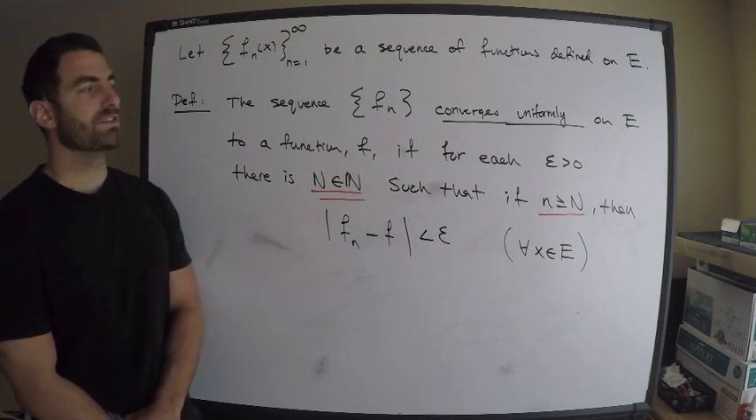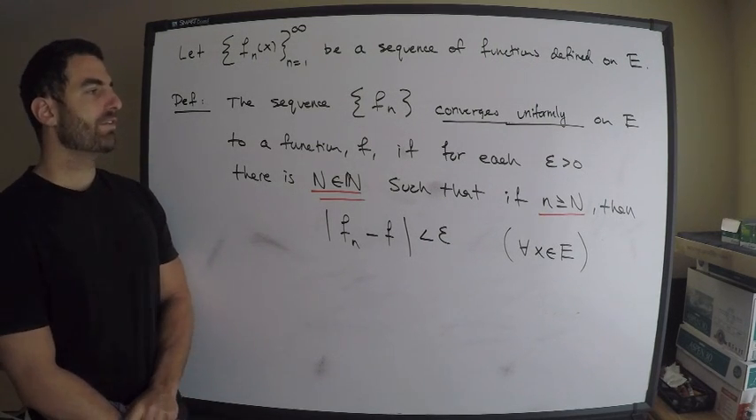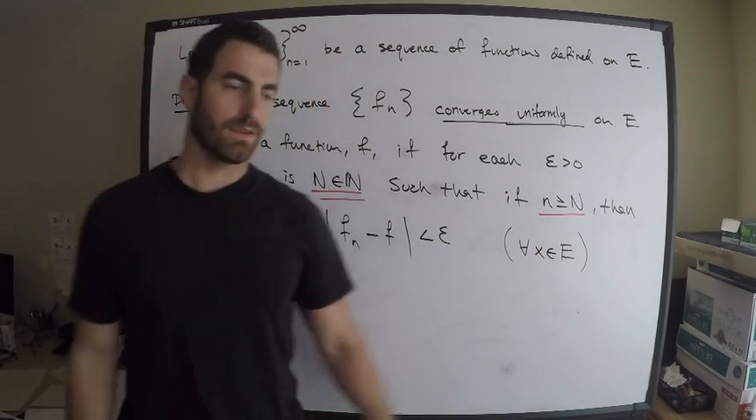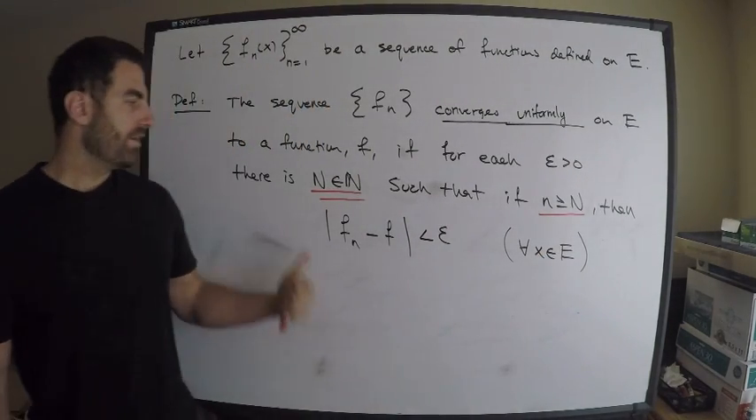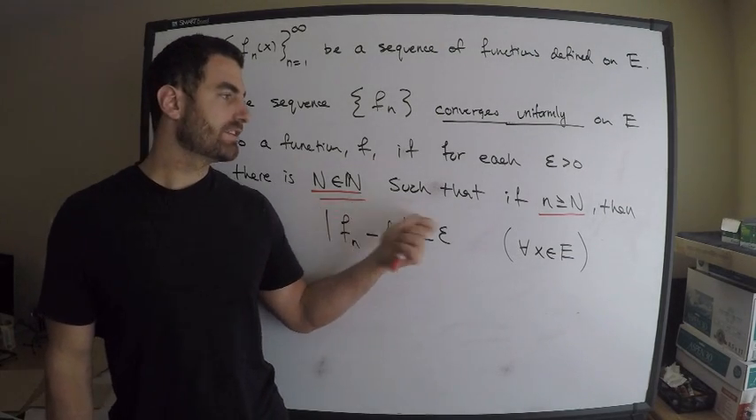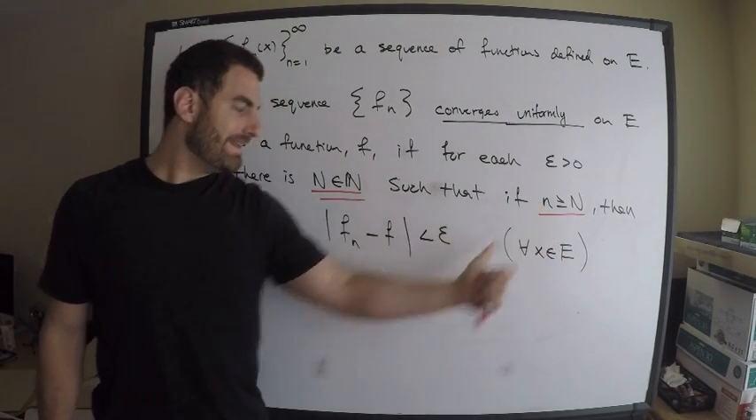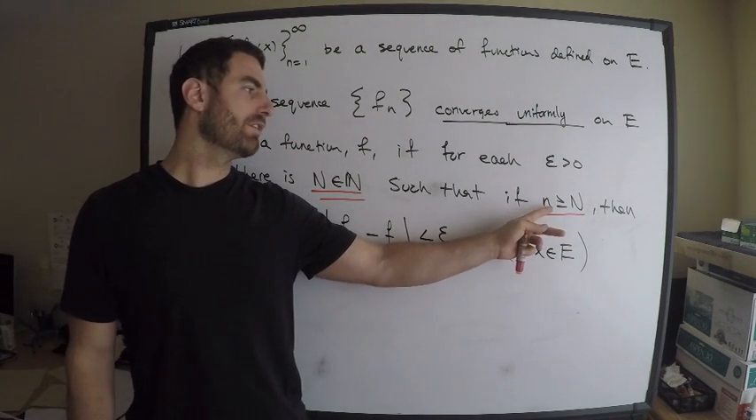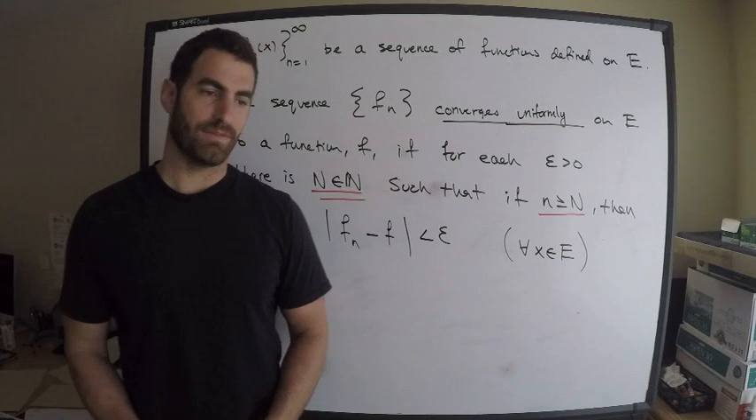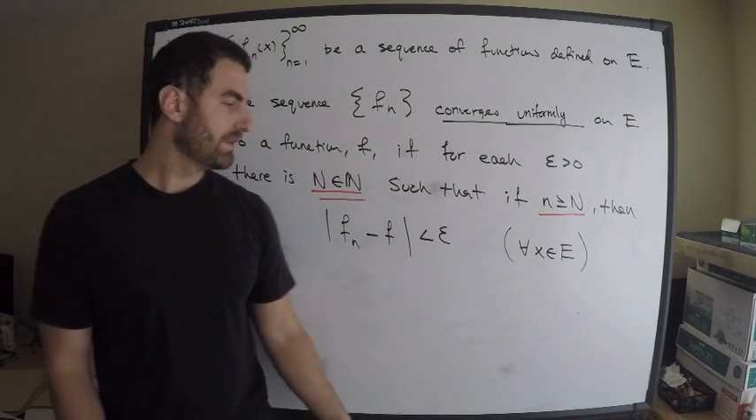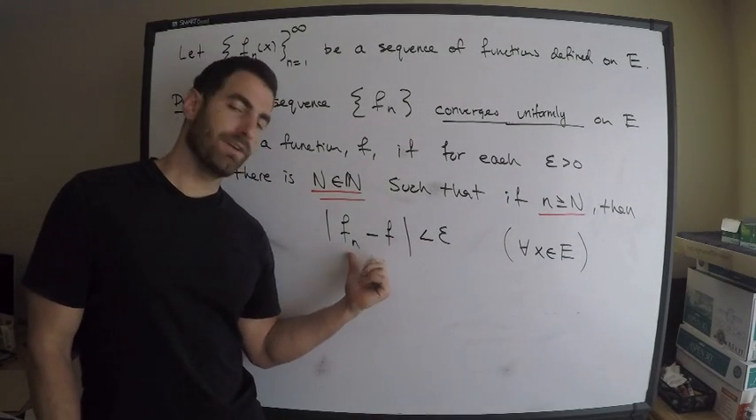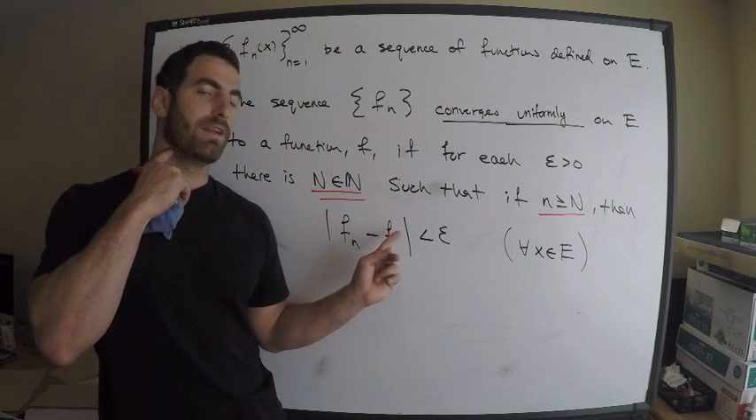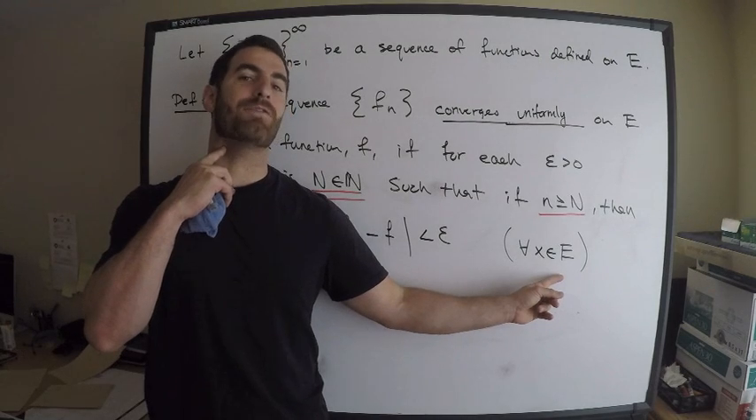So the sequence converges uniformly on E to a function f if for every epsilon, so I'm still choosing an arbitrary epsilon, usually a small number, there is a natural number N such that if the indices, the terms of my sequence of functions, little n, exceed capital N, if I go far out enough in my sequence, the distance between the sequence of functions and the limiting function is small. Then I put for all x in E after that.